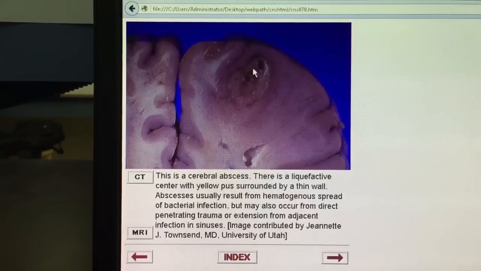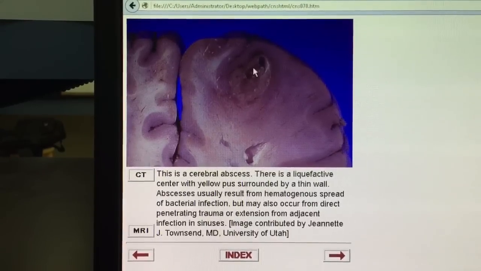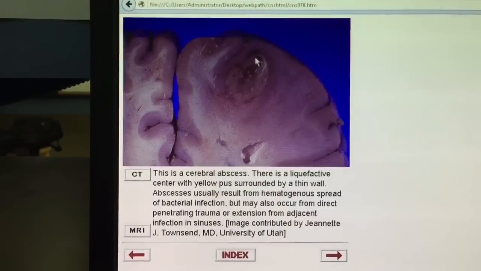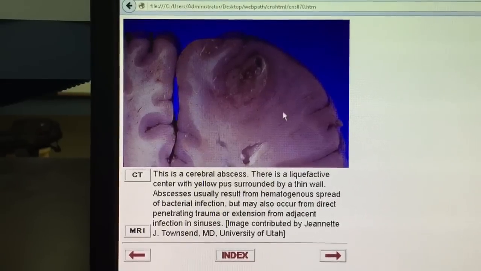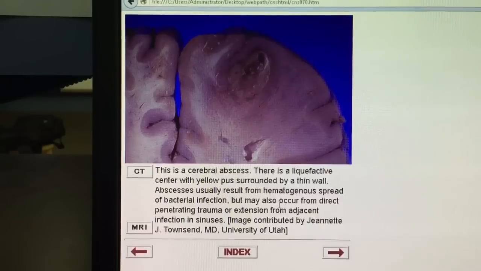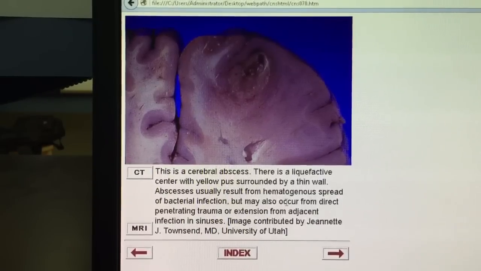This one is a cerebral abscess. Why? Because we have liquefactive necrosis or pus collection surrounded by a thin wall. This is due to hematogenous spread of a bacterial infection into the brain.